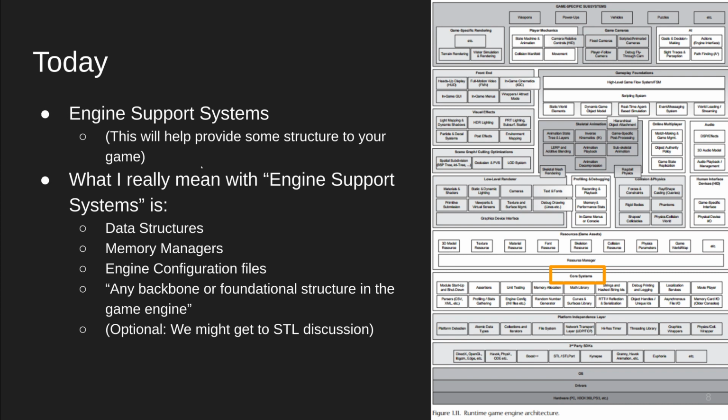Today we're going to talk about engine support systems. Again, this is a big topic. You can see it falls in the core systems in our diagram. I'll make this bigger in a moment. It's going to help us provide some structure to our game. In other words, this is the piping, the infrastructure that's going to hold up our engine to do some of the more interesting tasks. But we're going to do a lot of the more necessary systems-type things. What that means is, think about data structures, memory, configuration files, any backbone or foundational structure in our game engine.